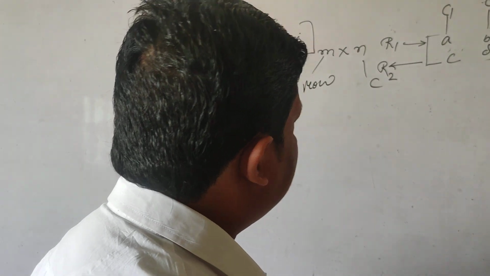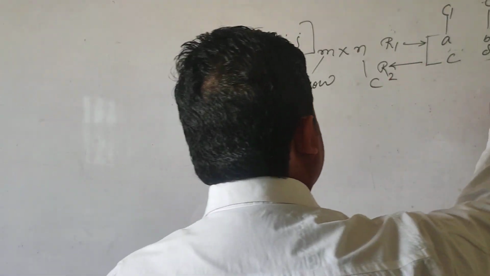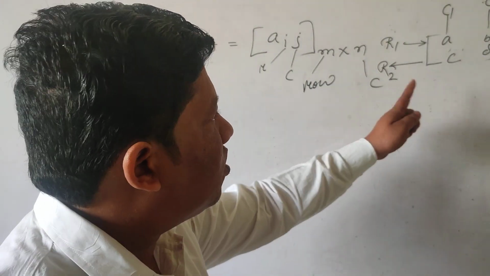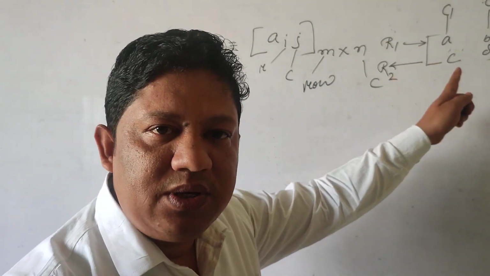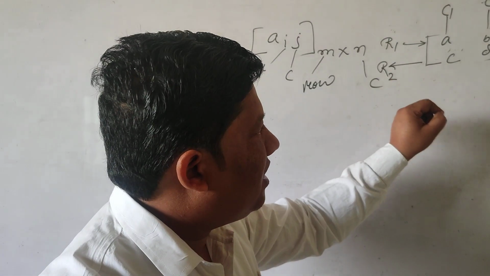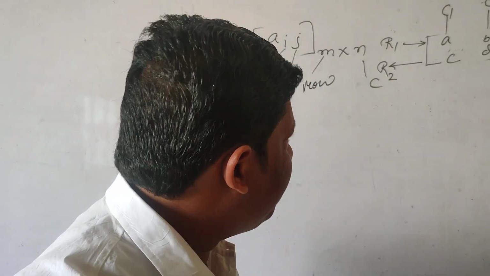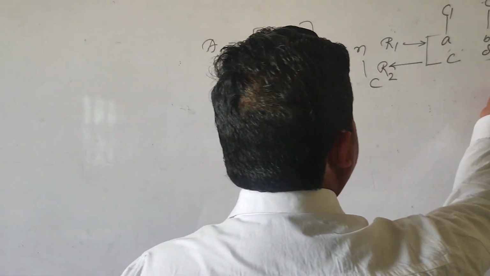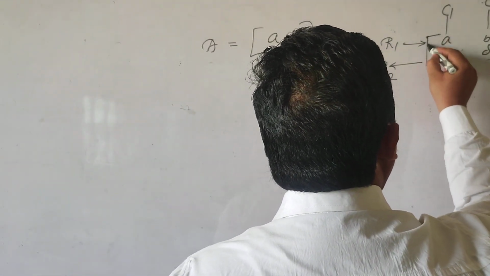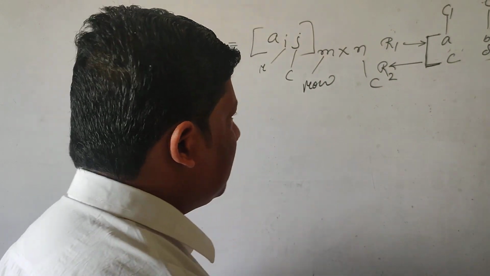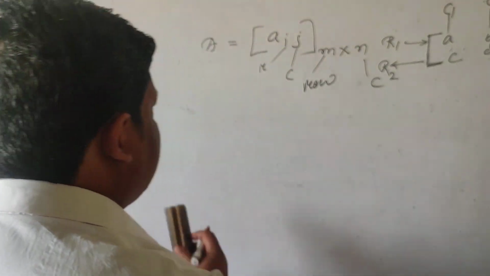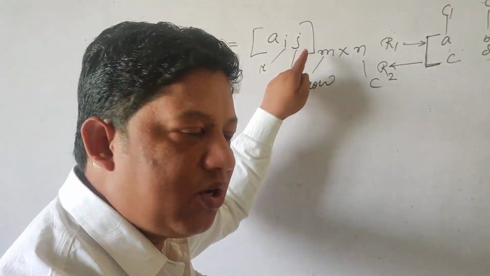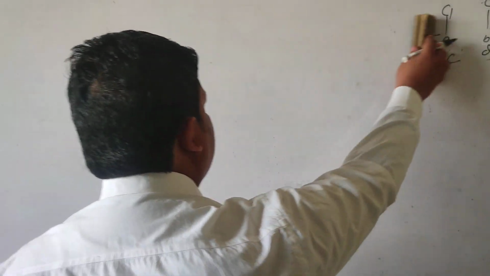So my students, I think you understand, it is a 2 cross 2 matrix because it has 2 rows and 2 columns. That is why it is a 2 cross 2 matrix. So a matrix is denoted by this sign. So look, my dear students, the first element is the row and the second element is what? Column.